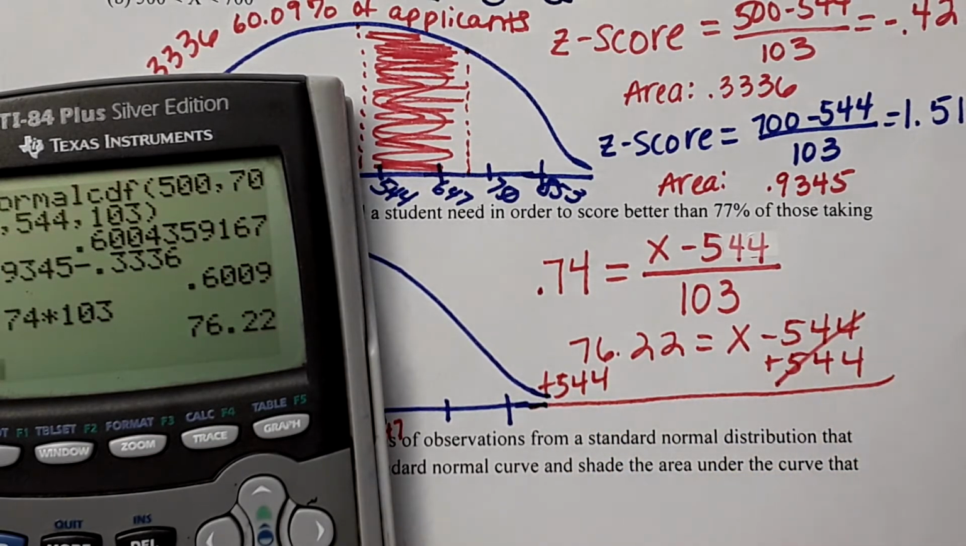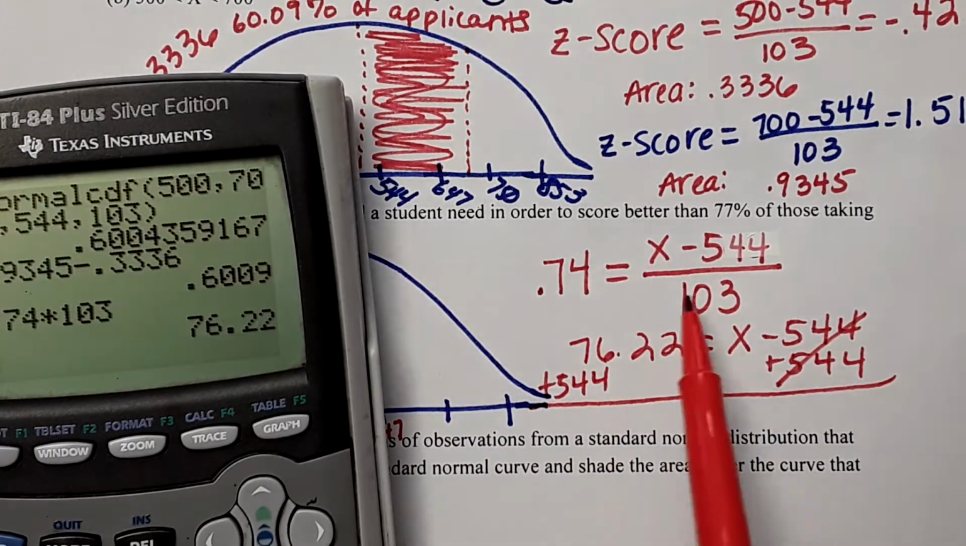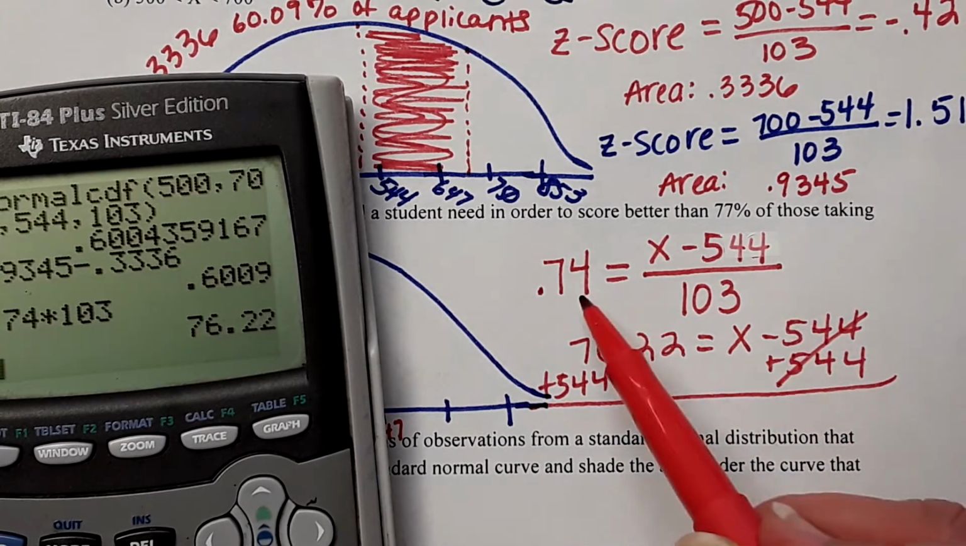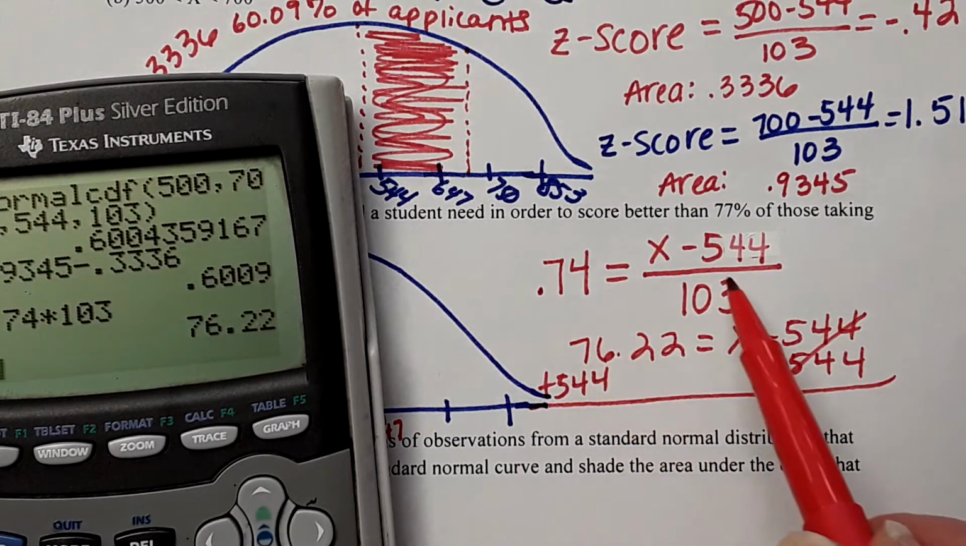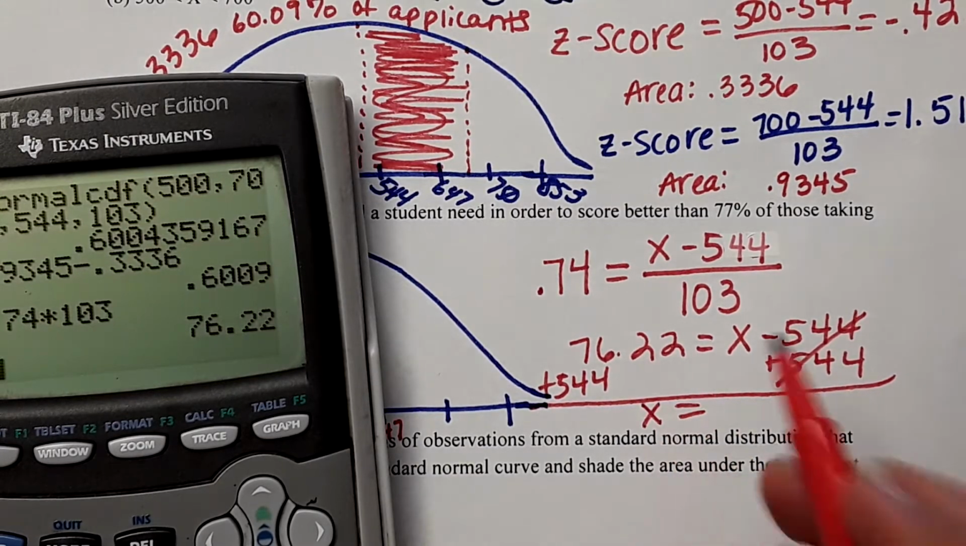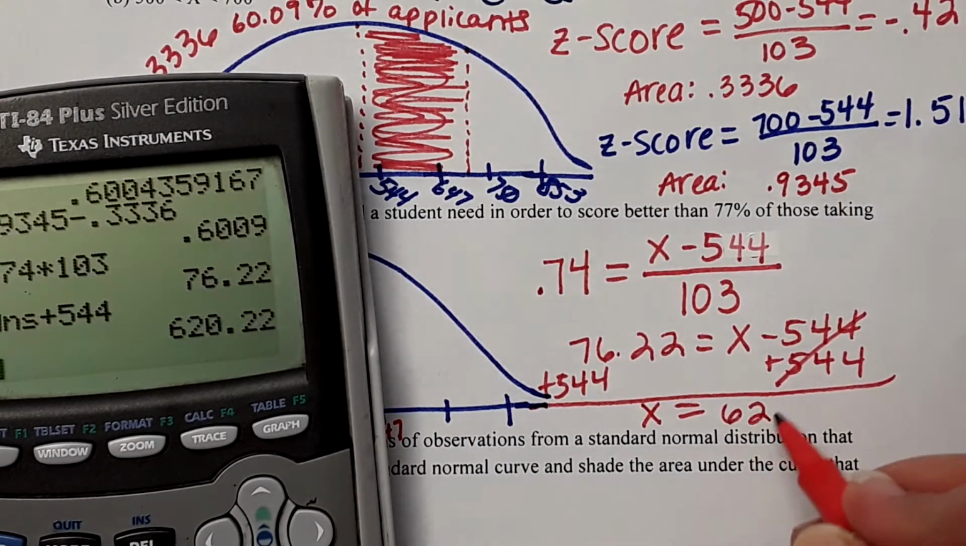Paige, I know that you asked me about work. You don't necessarily have to show the adding and subtracting, but you have to show the Z-score. You have to show how we set it up, and then you can get me an answer. Anybody can do that, okay? You don't have to show this math work, but you do have to show the Z-score setting it equal. You don't have to show anything else, okay? And then X equals 620.22.